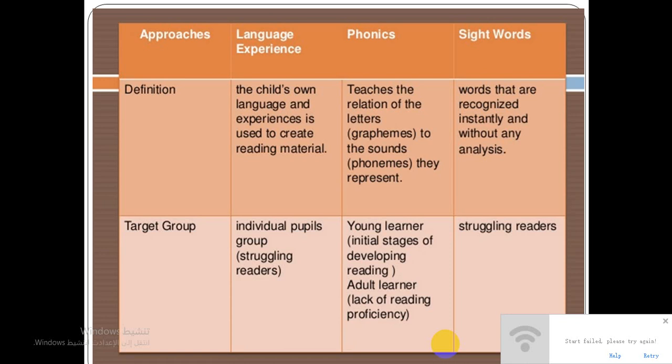Target group: in the language experience approach, it depends on individual pupils, groups, or struggling readers. But in the phonics approach, it is young learners at the initial stage of developing reading, and adult learners lacking reading proficiency. In the sight words approach, the target group is struggling readers.